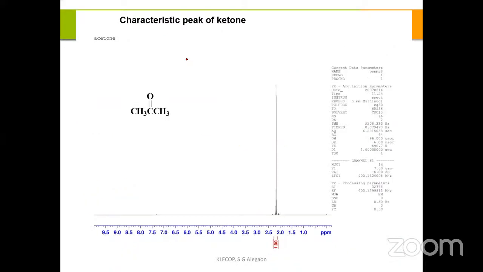This is a simple one, acetone. We are going to get only a single peak. Why? Because all 6 protons are in the same environment. So I'm going to get one peak at somewhere around 2.2. But I observe there is a small peak over there. This peak is from chloroform, because this is the original spectrum taken in CDCl3, which we usually observe at 7.24 to 7.25.